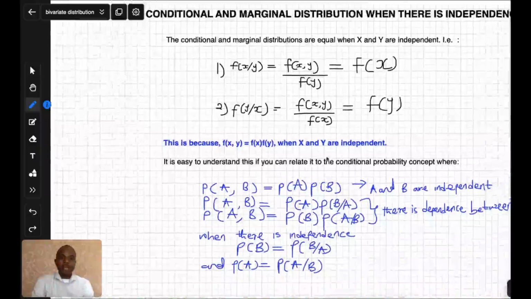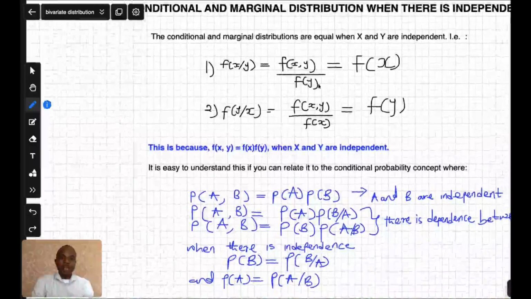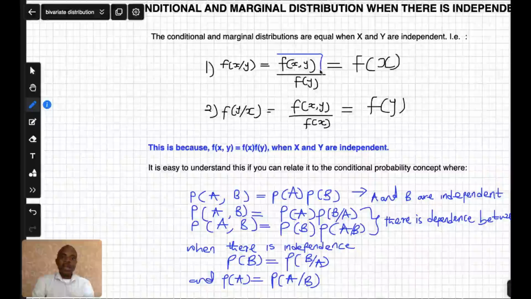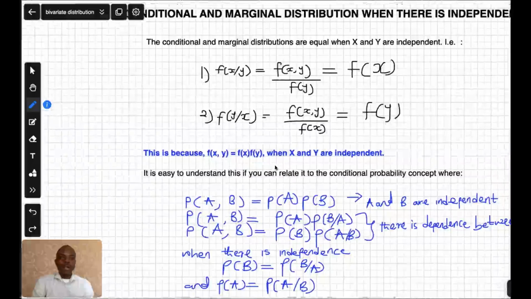It means that when we start doing certain calculations, maybe you're given a particular f of x, y, and then you divide it by f of y, then you get f of x. Maybe you already had that before. You can immediately say, okay, wow, that means x and y are independent. All right, so we're going to see how that is important.